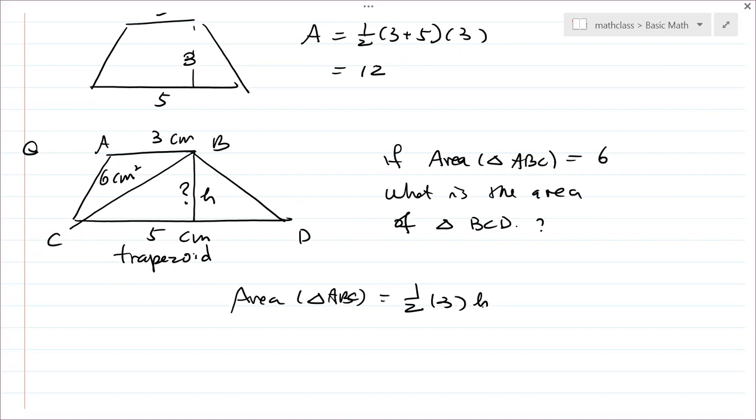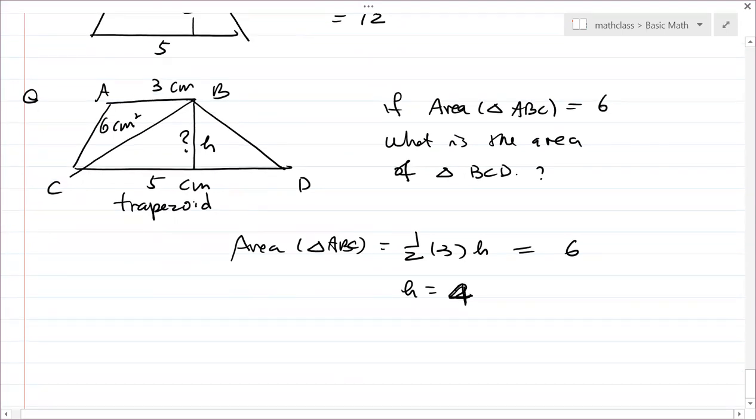Then for the upper triangle, AB is the base 3, right? The height is h, and this is supposed to be 6. So can you find out the h? Yes, h is gonna be 2, right? No, h is gonna be 4. Okay, h is gonna be 4. 3 times 4 divided by 2 is 6. So once you get the h, then you solve the problem.